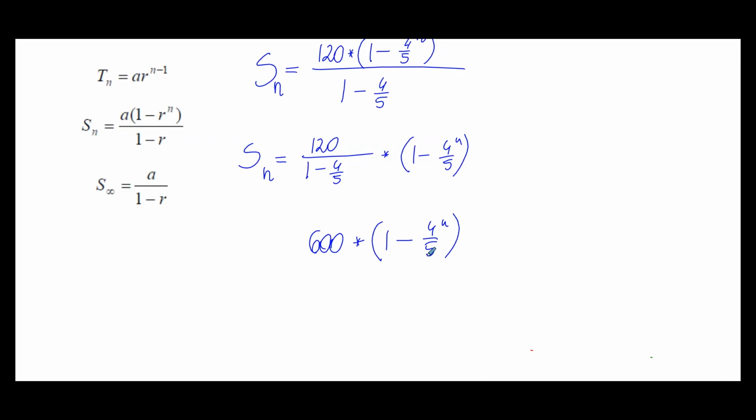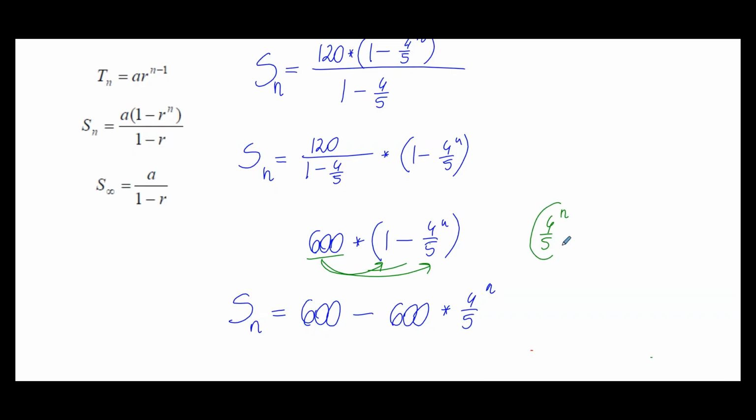So we have 1 minus (4/5)^n. And now what can we do with that value here? The only thing we can do now is multiply that bracket by 600. So my Sn will equal 600 minus 600 multiplied by (4/5)^n. Make sure you don't make a mistake and think about multiplying 600 by 4/5. Why? Because 4/5 is taken to the power first, and then is multiplied by 600.